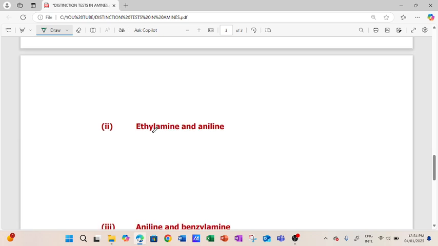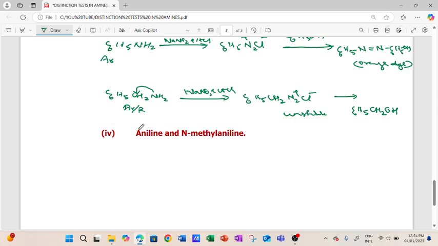So here, ethylamine and aniline. Ethylamine is C2H5NH2 and aniline is C6H5NH2. Of course, we can use the azo dye test because one is aromatic and the other is aliphatic. We practice this question. And aniline and N-methyl aniline. Aniline is C6H5NH2, a primary aromatic amine. N-methyl aniline is C6H5NHCH3, a secondary amine.